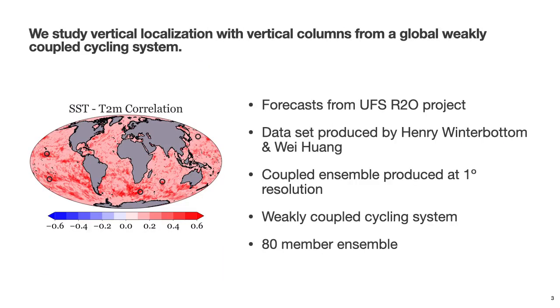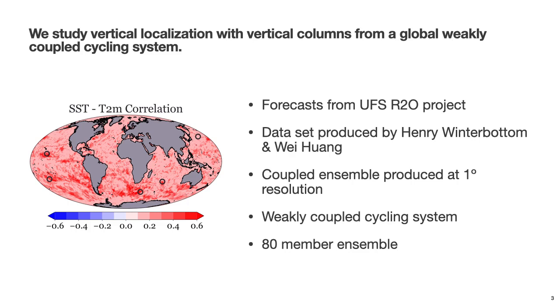In this presentation, I'm going to talk about a study that we've done looking at different types of vertical localization using vertical columns from a global weakly coupled cycling system. The model output that I'm using is forecasts from NOAA's Unified Forecast System, a research to operations project. This data set was produced by two of my colleagues, Henry and Wei, at a nominal 1 degree resolution using a weakly coupled cycling system with an 80-member ensemble.